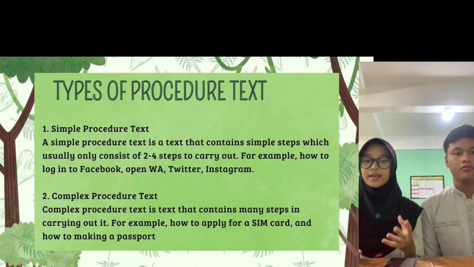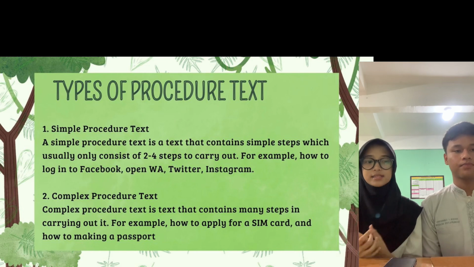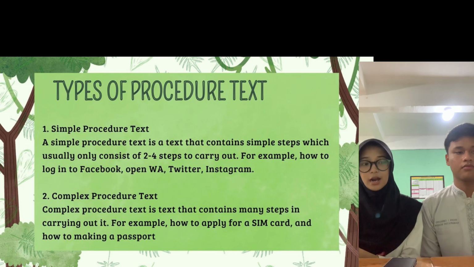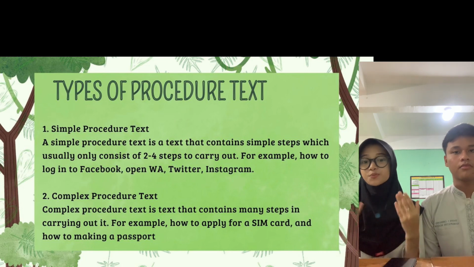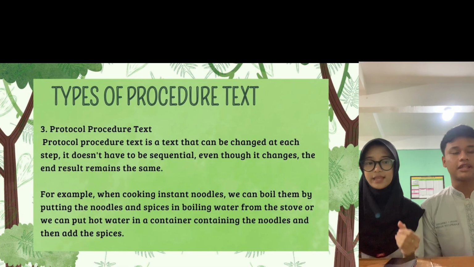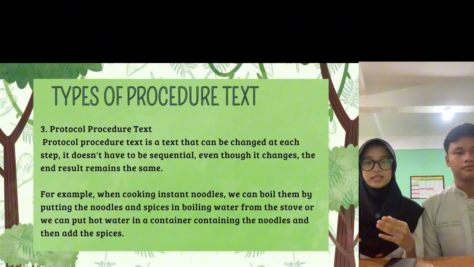Second, there is complex procedure text. Complex procedure text is text that contains many steps to carry out. For example, how to apply for a SIM card and how to make a passport. And the last one is protocol procedure text. Protocol procedure text is a text whose steps can be changed.